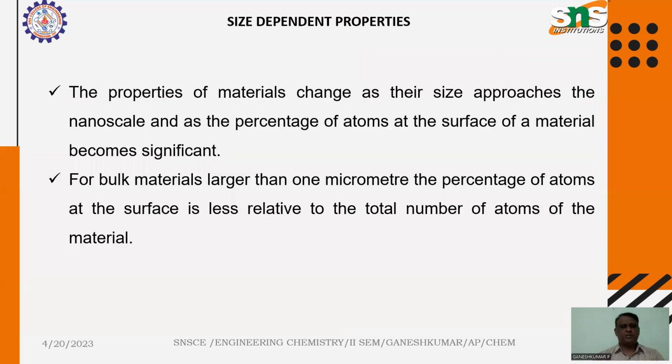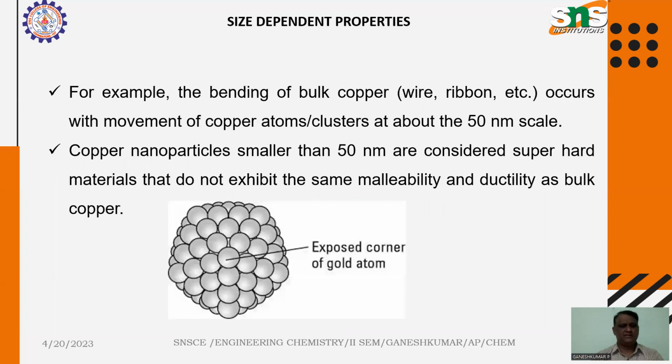The size dependent properties: the properties of the material change as the size approaches the nano size. So what happens then? The percentage of atoms at the surface of the material becomes significant. And as I said, the surface to volume ratio goes on increasing. For bulk material larger than 1 micrometer, the percentage of atoms at the surface is relatively very less when we compare to a nanosize. See the exposed corner of gold atoms.